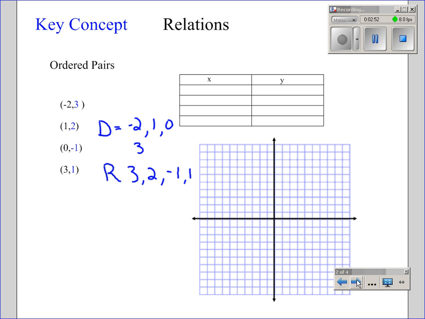So on your table, let's put down all of our domain. Write domain on top of the x. Domain is our x. Just list all the x. We have -2, 1, 0, and 3. And on top of the y, write range. And our range for these ordered pairs, once again, would be 3, 2, -1, and 1.